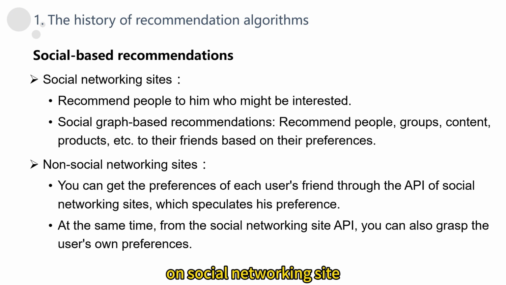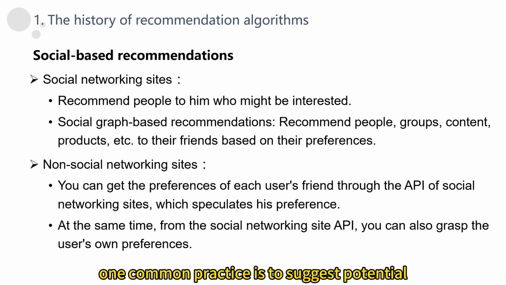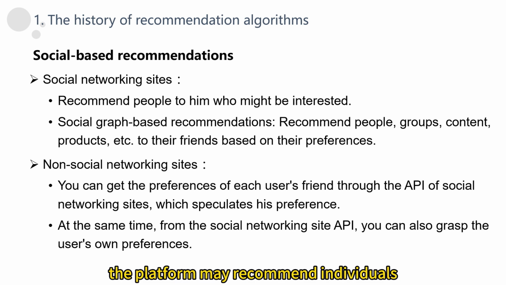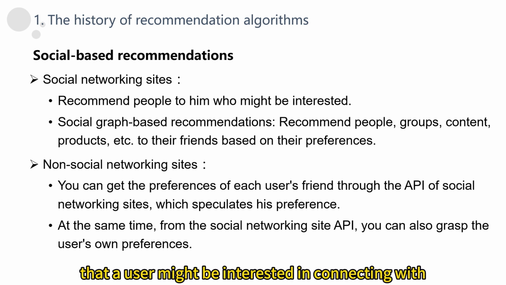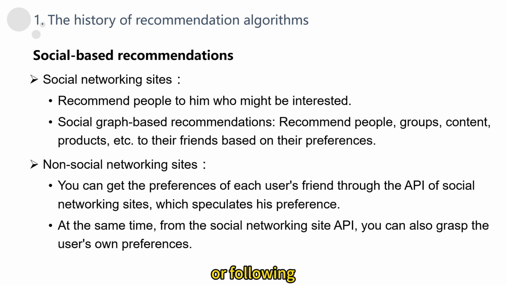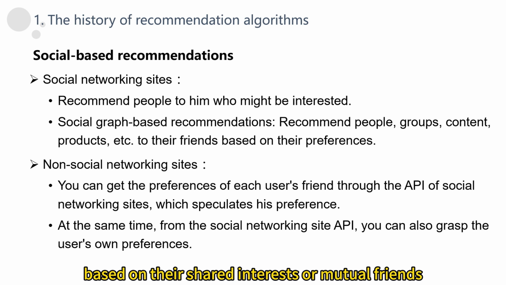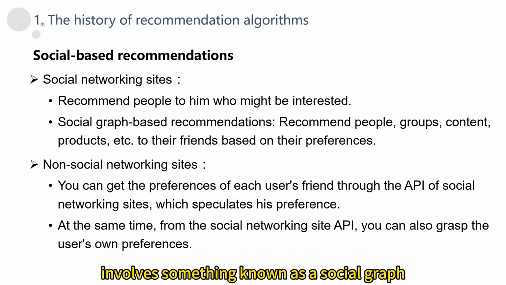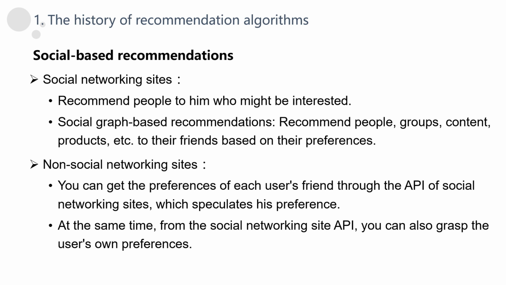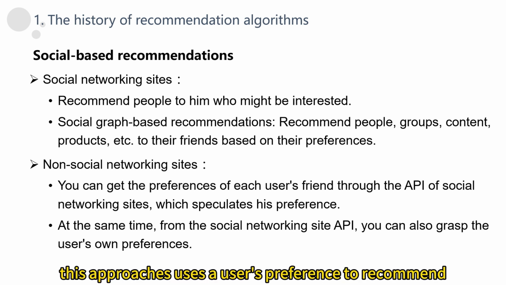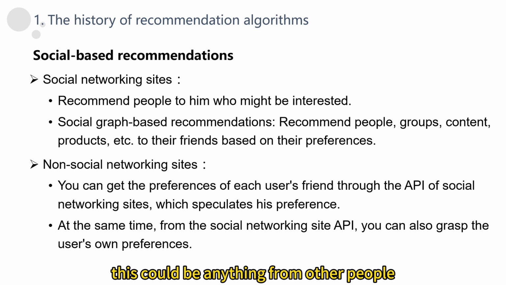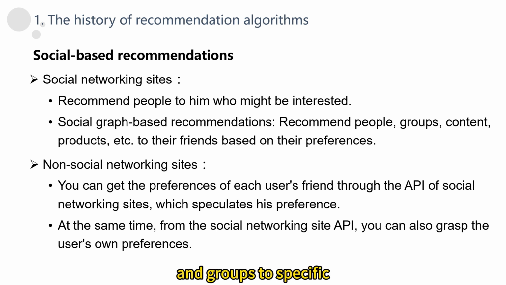On social networking sites, one common practice is to suggest potential connections to users. For instance, the platform may recommend individuals that a user might be interested in connecting with or following based on their shared interests or mutual friends. Another aspect of social-based recommendations involves something known as a social graph. This uses a user's preferences to recommend a variety of things to their friends. This could be anything from other people and groups to specific content, products, and so on.